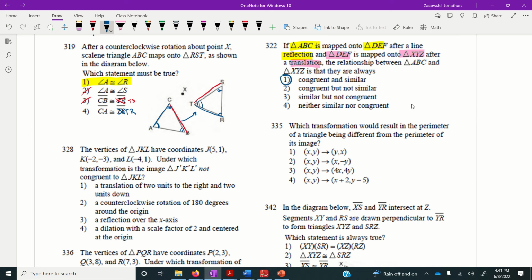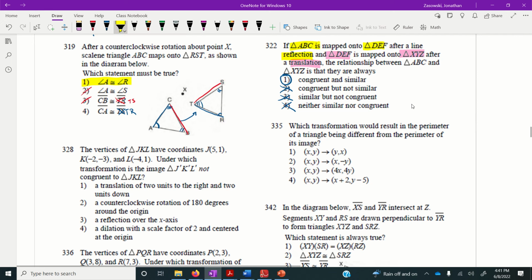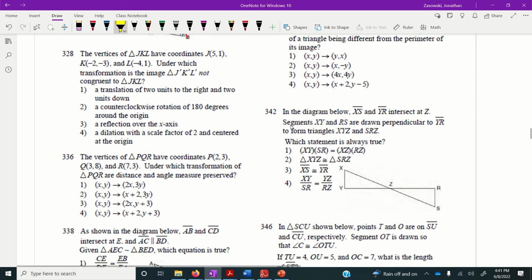All right. So 2 isn't an option because if you're congruent, you are also similar. 3 is not an option because there's no dilation. Okay. And we know 4 is not going to be true because both a translation and a rotation preserve distance and angle measure. So it's going to be choice number 1.